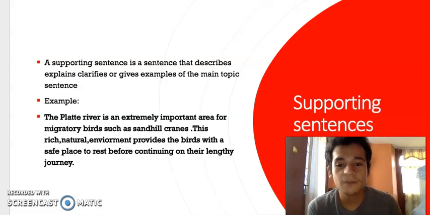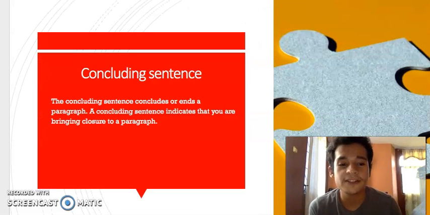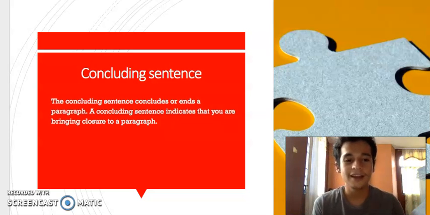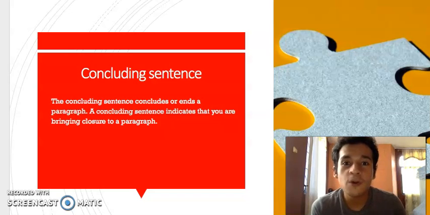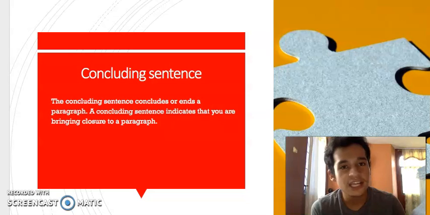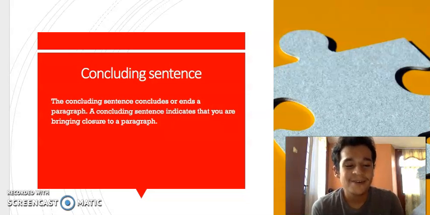Okay, so the final part of a paragraph is a concluding sentence. A concluding sentence concludes or ends a paragraph. A concluding sentence indicates that you are bringing closure to a paragraph. For a reader to tell that the paragraph is coming to an end, the writer usually uses transitional words or phrases, such as as a result, in conclusion, in the end, etc.